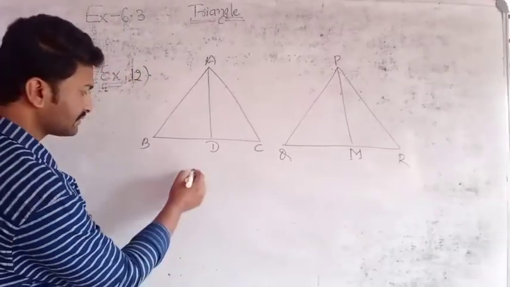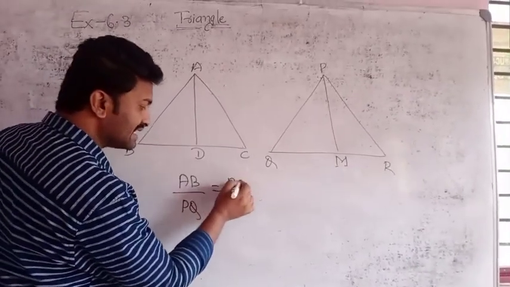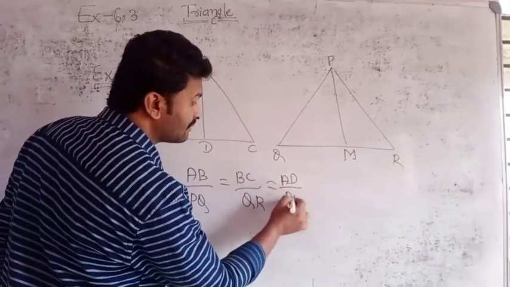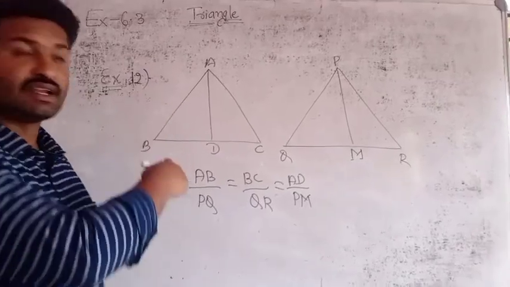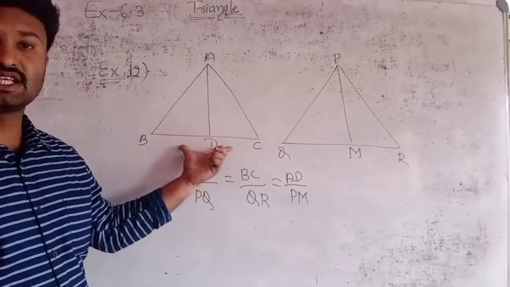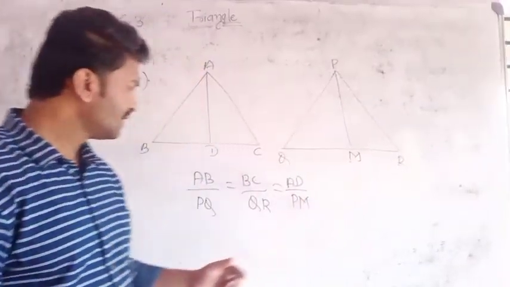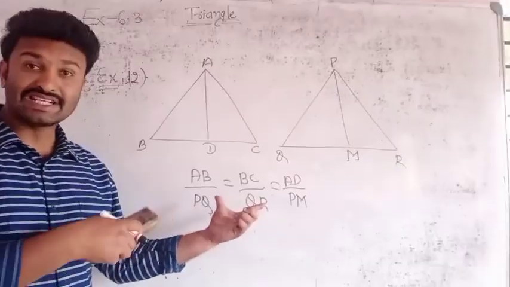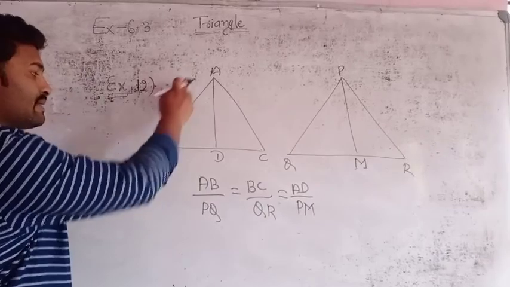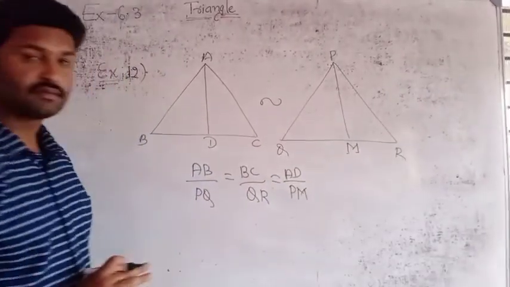How to write this one? AB divided by PQ equals to BC divided by QR equals to AD divided by PM. This AD is a median and this PM is also a median. Median means this point D divides BC into two equal parts. This M is also like a midpoint. And this is there in the question. Sides are proportional. And what we have to prove? We have to prove triangle ABC is similar to triangle PQR.